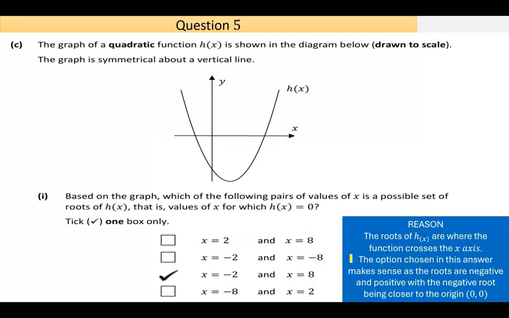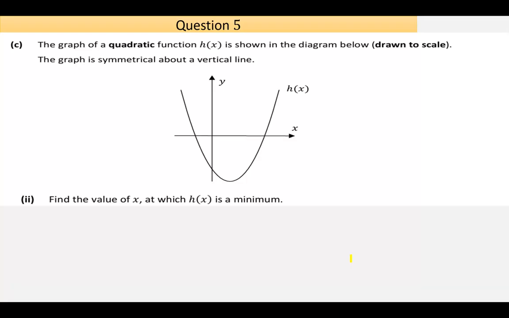So I've said the reason there, they're asking for a reason, I think. The roots of our graph are where it crosses the x-axis. The option in this answer makes sense: the roots are negative and positive, so the graph crosses both sides of the y-axis, and the negative root seems to be closer to the origin, and that's why I've chosen that option. Now, that's part C, part 1.